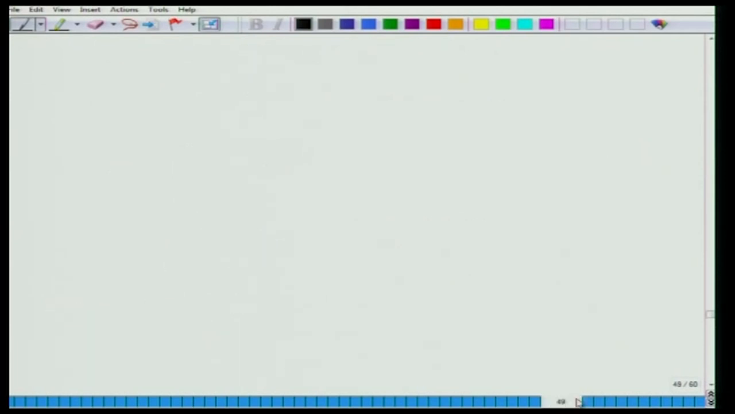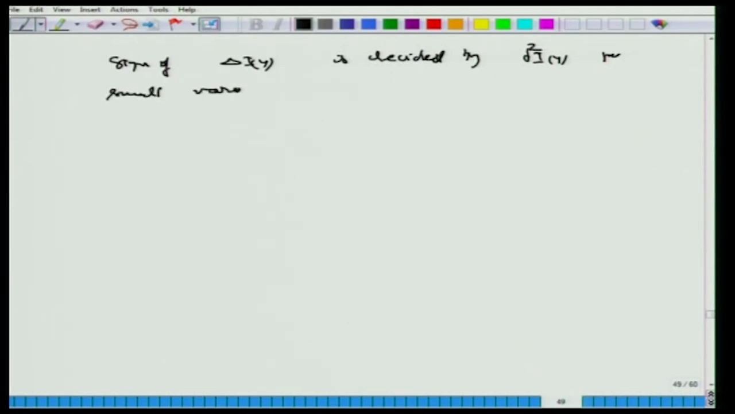So, delta I y is decided by delta square I y for small variations delta y and delta y prime. So, we see that we need to check only the sign of this.